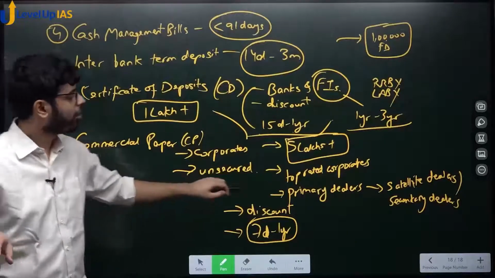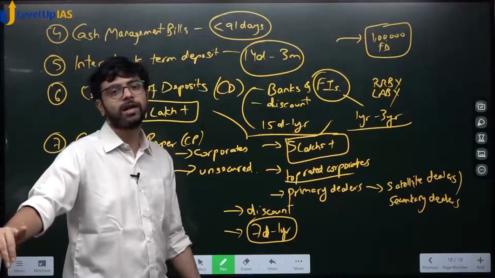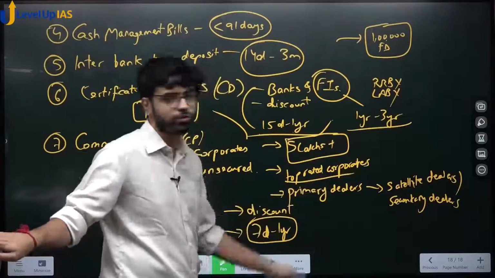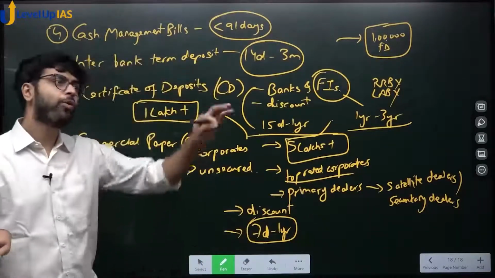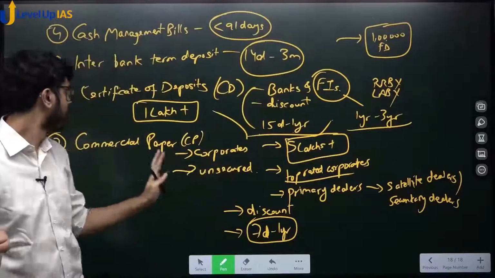Now how do you determine a top rated corporate? मतलब क्या अच्छा होगा? What will be good? Credit rating. Do you remember we spoke about credit rating? Credit rating is good. So top rated, जिनका who have good assets, who have good balance sheet, जिनका health अच्छा है, they are able to issue commercial paper.